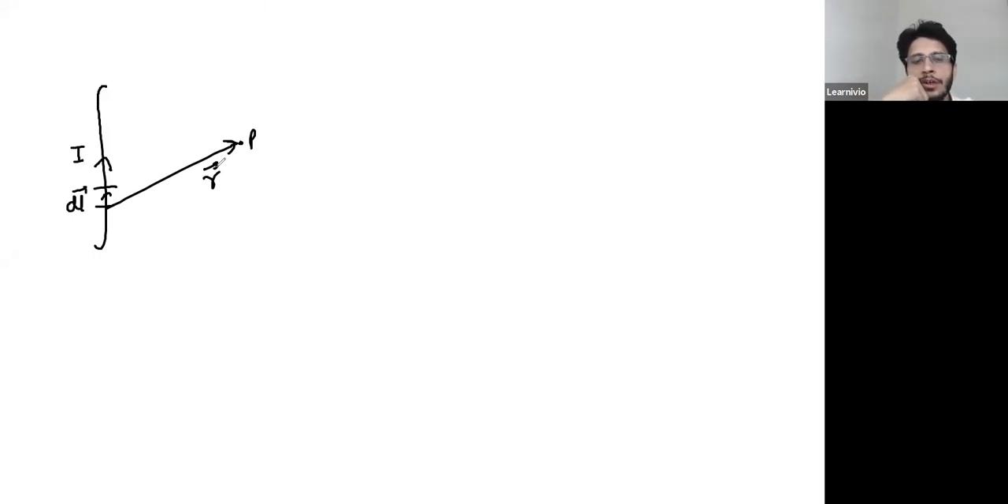Fatma, where is the thumb? Into the notebook or out of the notebook? Into the notebook. Inwards we represent by a cross, since you cannot draw into the notebook on your notebook. So we represent that direction by a cross. Cross means inwards. Let's take one more case. This is your current I.